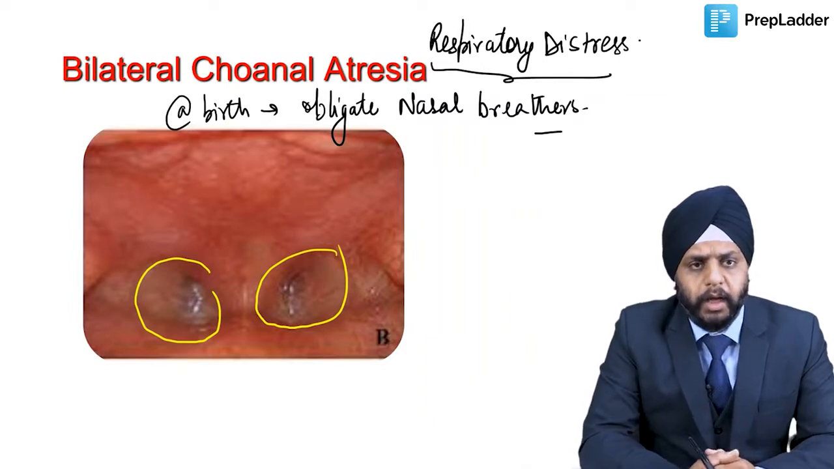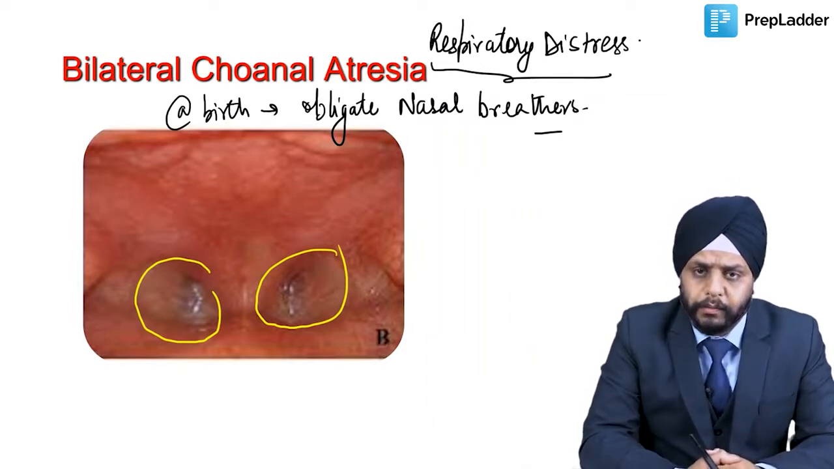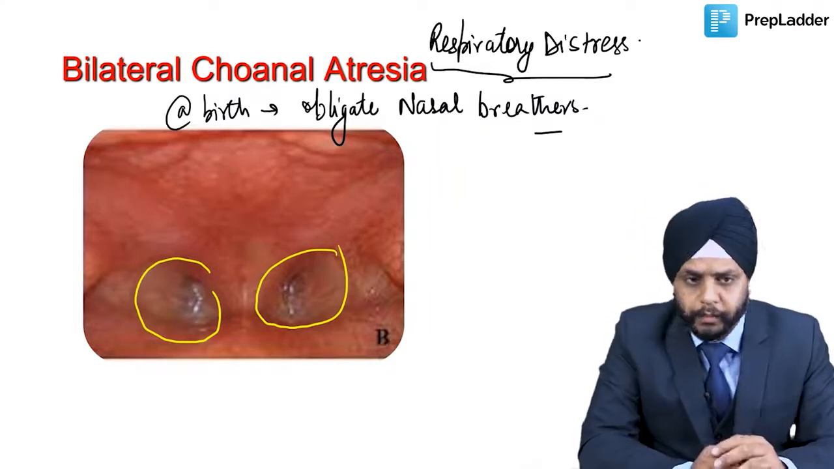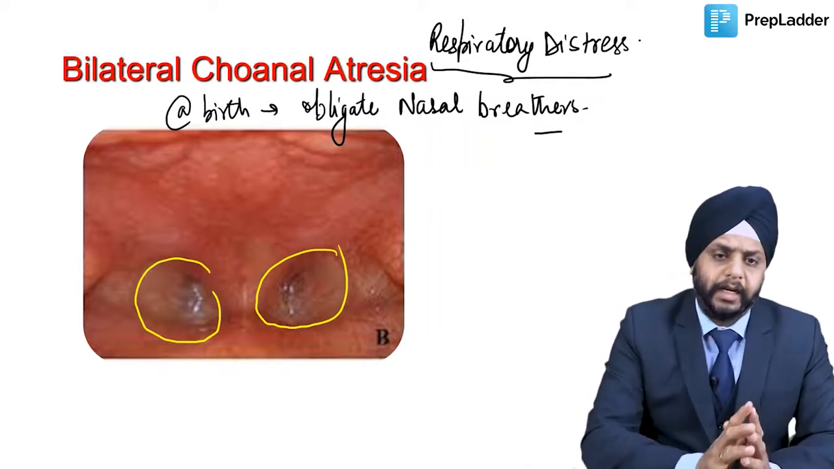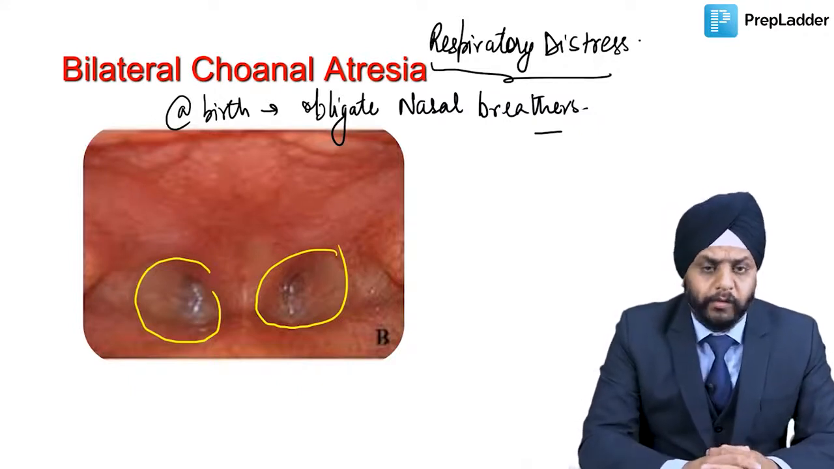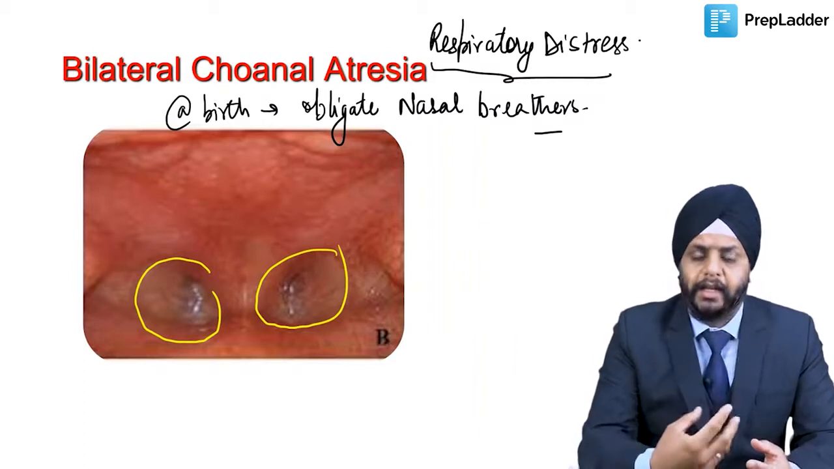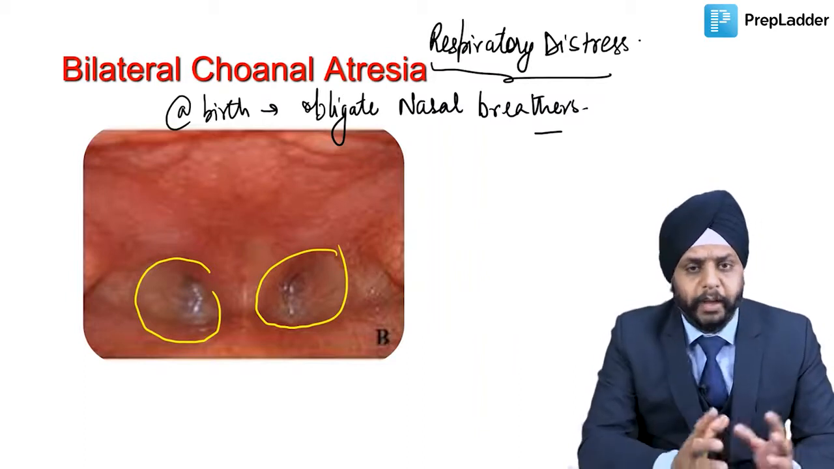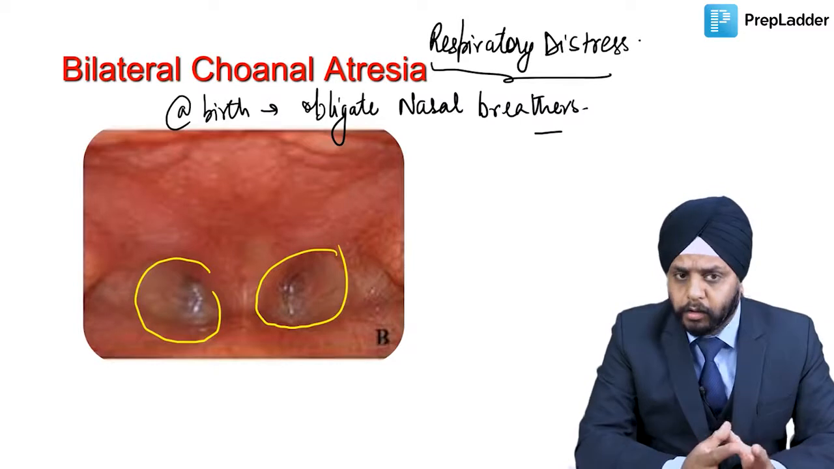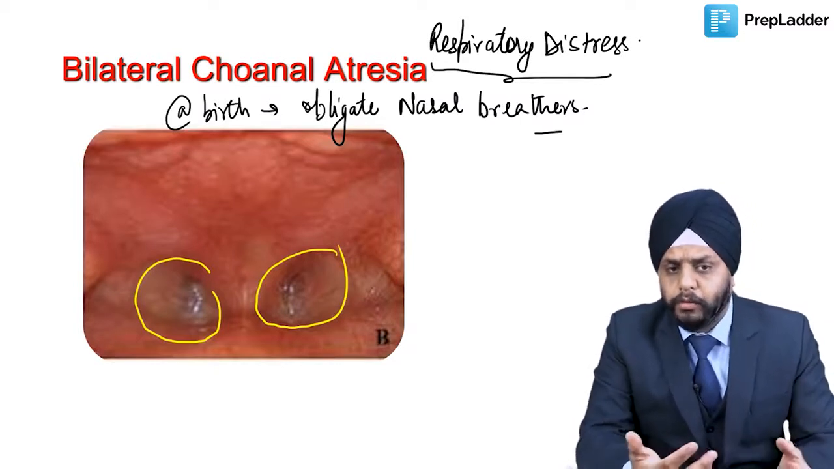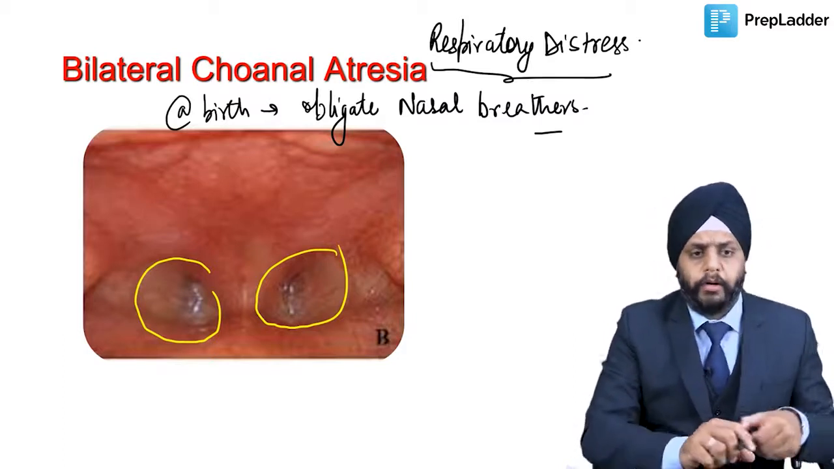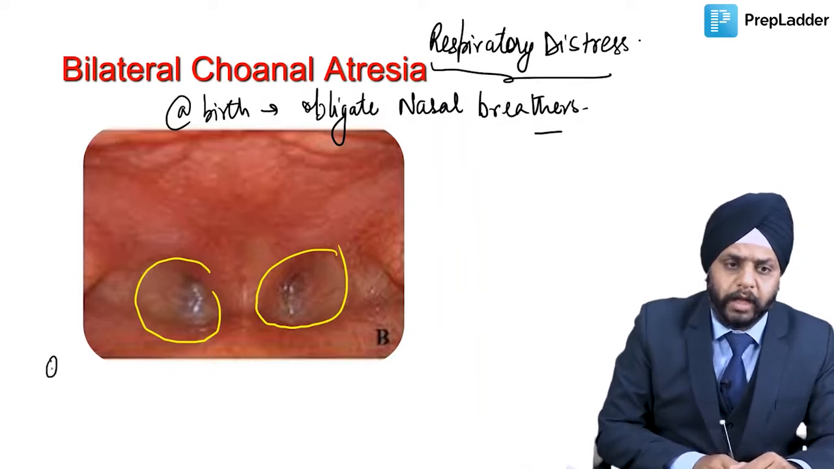Now, how will you confirm your diagnosis? Remember, this child will have a very particular feature. What is the feature? If you make this child cry, the child opens up the mouth. So when it cries, it takes the air in, his mouth is open, he can breathe. He'll become pink. But as soon as the child goes silent, the mouth gets closed on its own, and he tries to breathe through the nose, he's not able to breathe. So he'll become cyanosed. This is an important question which has been asked multiple times in the exam.